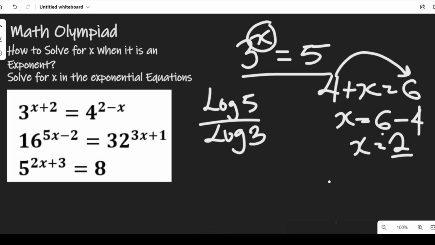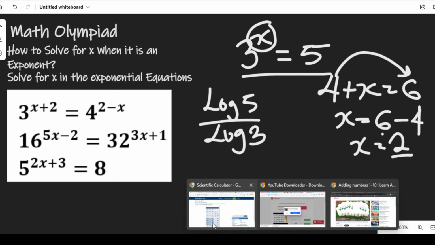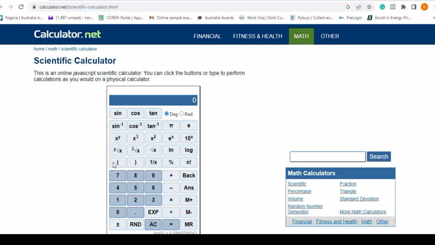If you don't have a calculator, you can search for a calculator on Google, and then use the calculator on Google. Now, let's find log of 5. Log of 5 is going to give you 0.6989. And then when we write that down, we are also going to look for log of 3. Now find log of 3, and that will give us 0.4771.